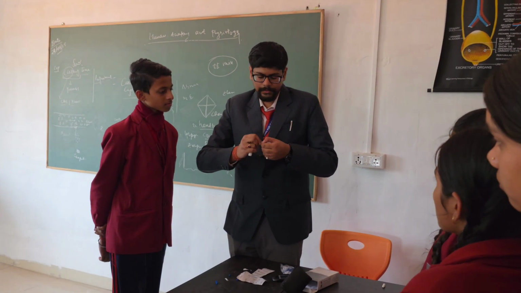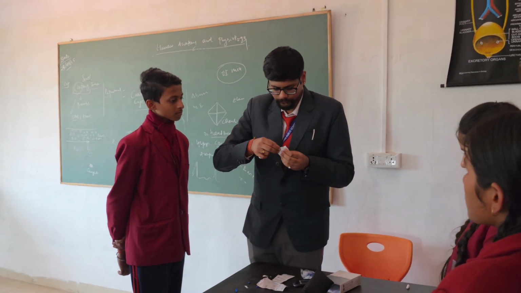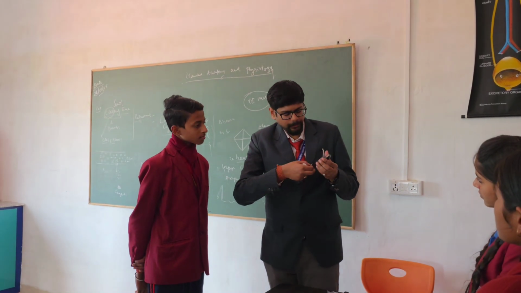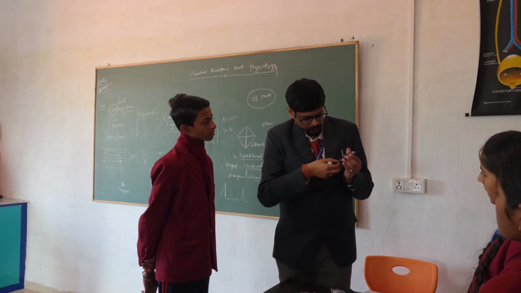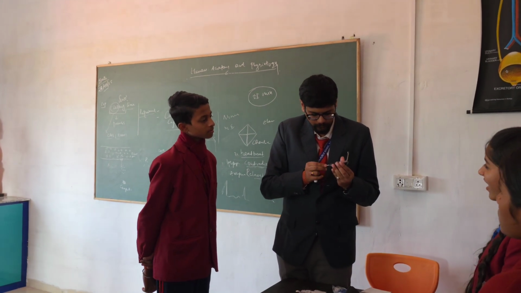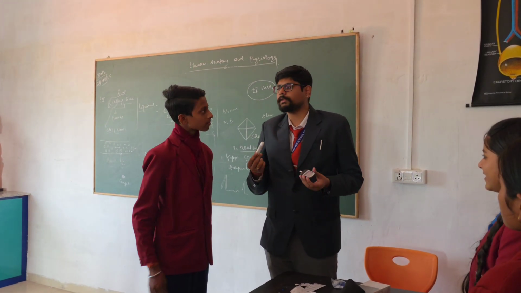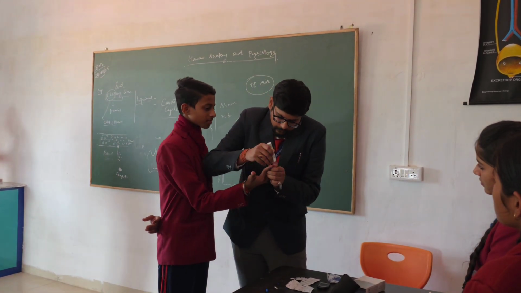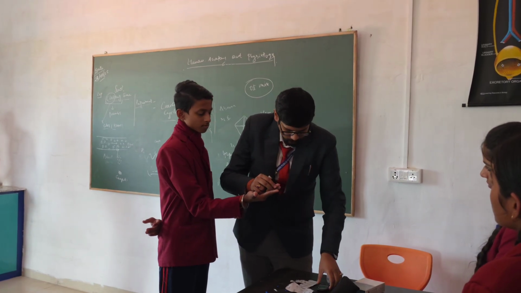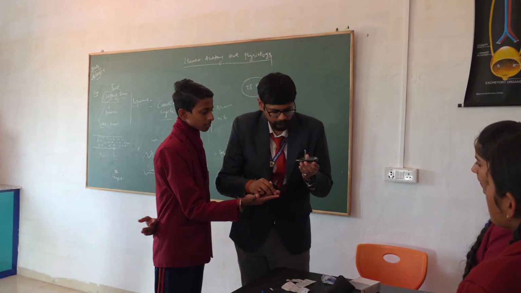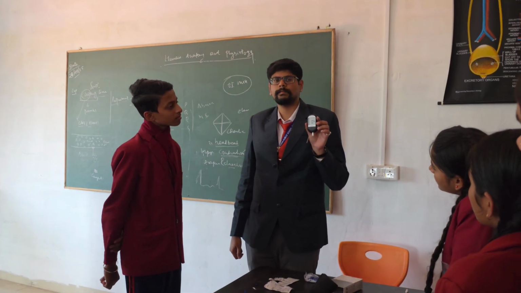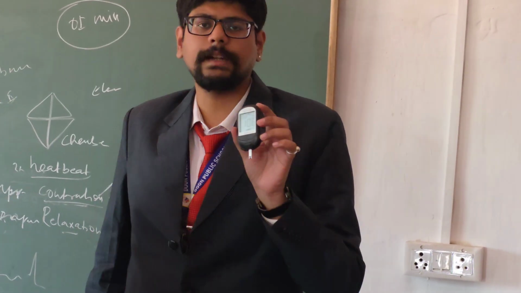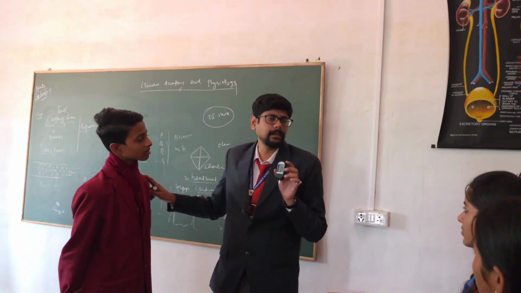See the strip. Again we put the strip in this glucometer. So who is going to check? You. Now we will wait for the result. And the result is 106. It means he is also having a low blood sugar level.